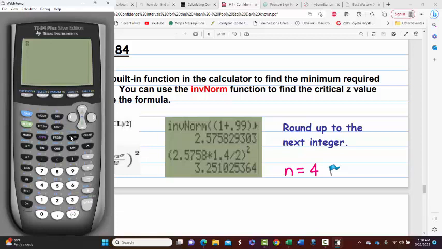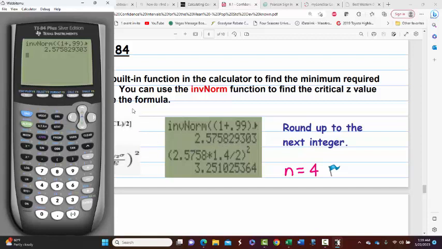Second distribution, inverse norm. I was just going to put in 1.99 instead of doing 1 plus 0.99, but that's okay. Now, I'd use quite a few decimal places here. I used 4. It might not even hurt to put another one in there, like 2.57583 would have probably been good. I'll do that right now.